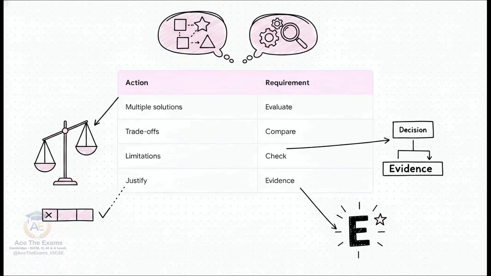Top-scoring candidates align their actions perfectly with examiner requirements. It's like cross-examining your own code. When you consider multiple solutions, the examiner sees you evaluating alternatives. When you analyze trade-offs, they see you comparing approaches. Acknowledging the limitations of your SQL query shows you rigorously check parameters. And justifying your technical decisions provides the hard, undeniable evidence examiners need to award those elusive top marks. You are building an airtight case.